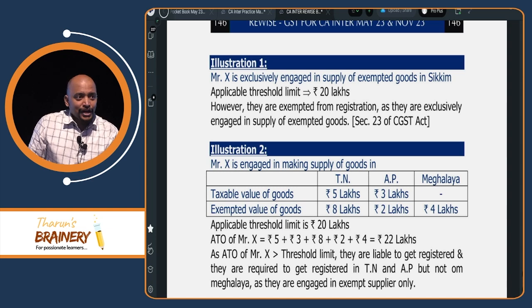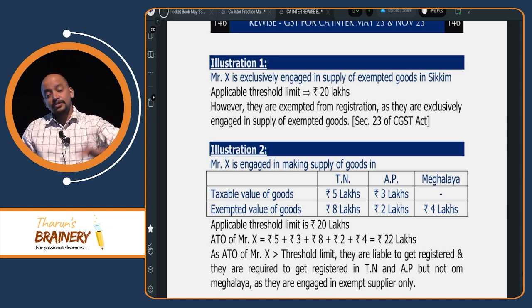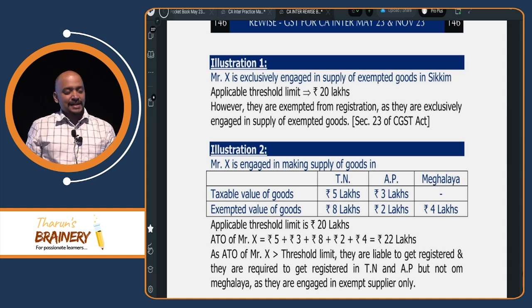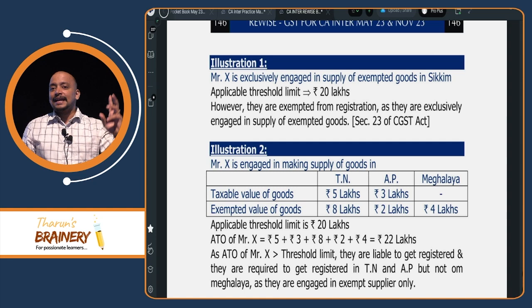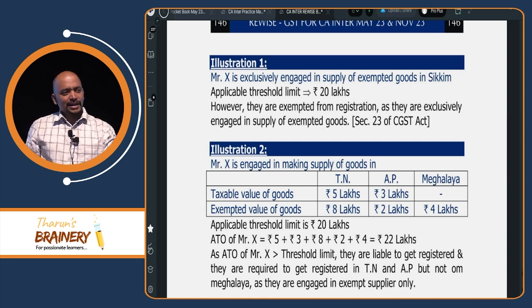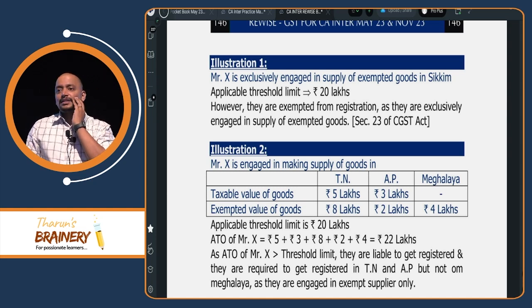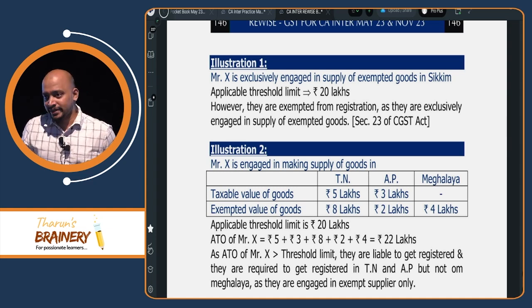Because whenever you are making only exempted supplies, whatever may be the turnover, they are not required to get registered. For example, Tasmak, a liquor shop: the turnover of each and every shop, on an average, will be 80 lakhs to 1 crore easily. So now, whether they are required to get registered? No. Why? Because all are non-taxable supplies. So non-taxable supplies means exclusively exempted supplies. So they are not required to register.